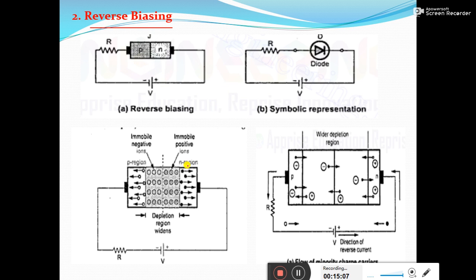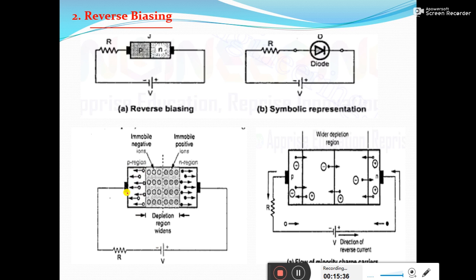So what happens whenever it is reverse biased? As you can see, this is p type and this is n type. In p type, holes are the majority carriers, and in n type, electrons are the majority carriers. In reverse bias operation, you can see here the negative potential of the battery, and the holes in the p region are positive in nature.